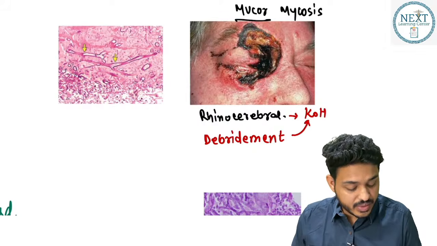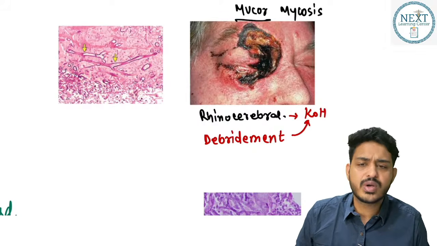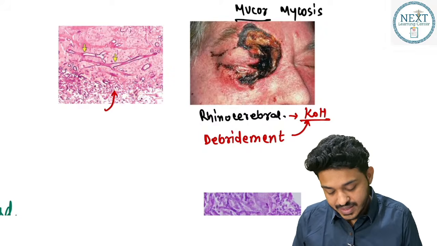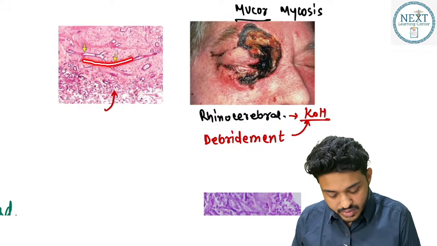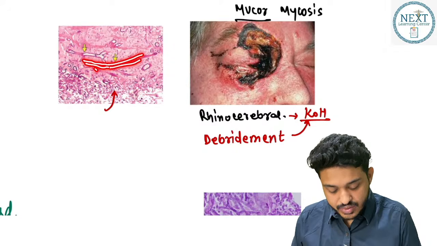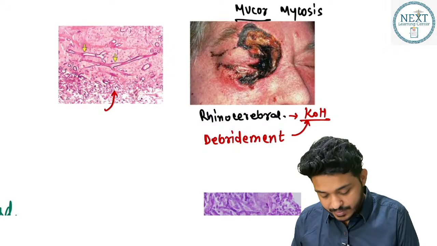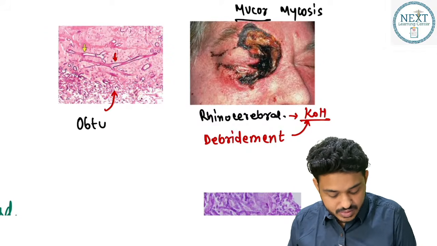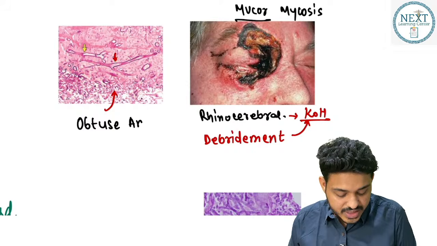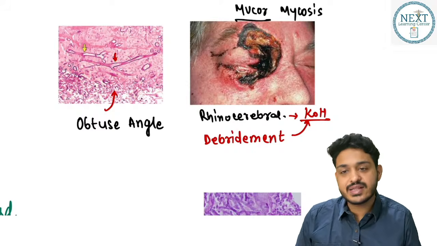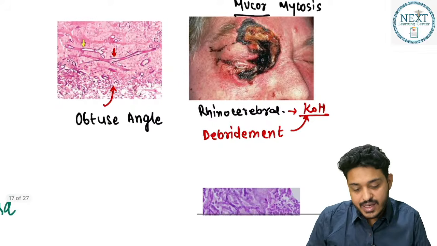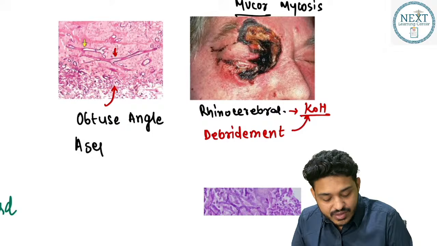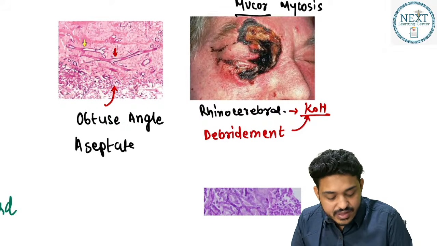Post debridement, you are going to take out some sample and put it on the KOH mount, right? When you put it on the KOH mount, you are going to find something like that, and this particular one is going to have what? Wide angle. You can appreciate this angle is going to be acute or obtuse. Obtuse means more than 90. You will be finding these hyphae, right? These hyphae are going to be septate or aseptate. These hyphae are going to be aseptate hyphae with obtuse angle.